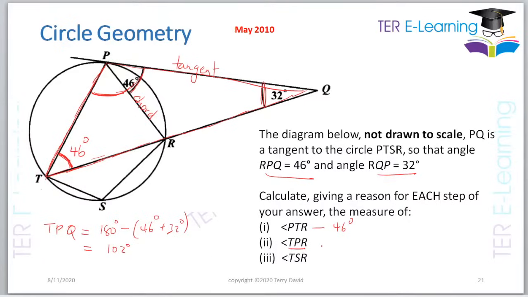So therefore the angle that they want us to find, which is TPR, is simply 102 degrees minus 56 degrees. And you're going to get 46 degrees.